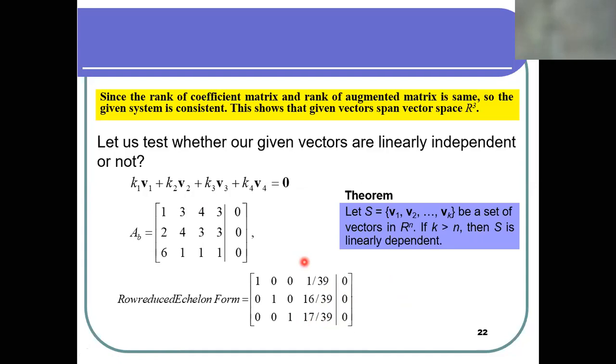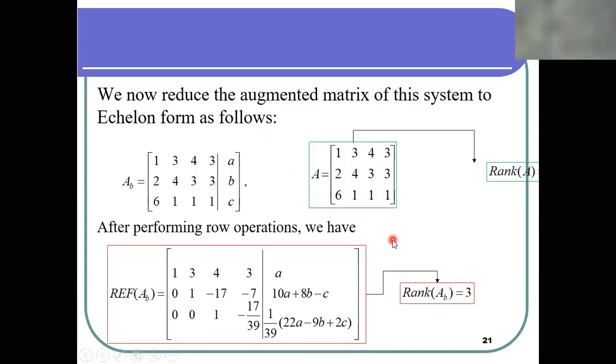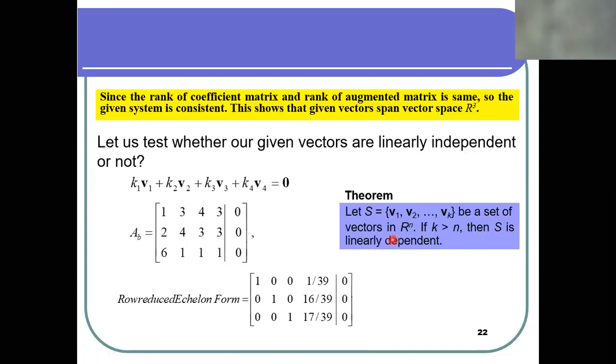So if you solve it, even then you will get a dependent set of vectors. This is not a theorem. This is just a corollary of the theorem available on slide number 5. Here, the number of vectors is greater than the dimension of the vector space. So k is greater than n, and S basically consists of four vectors. So in that case, these vectors are linearly dependent.